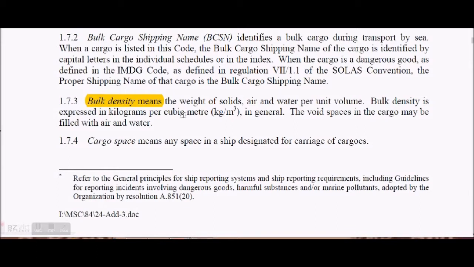In general, the void spaces in the cargo may be filled with air and water. So whatsoever it is being filled with, it will be expressed per unit volume. Per unit volume means it will be the weight, kg, of solid, air or water. So the unit will be kg per meter cube.